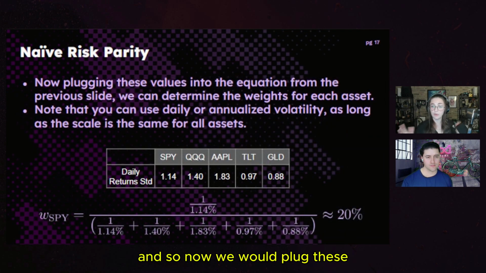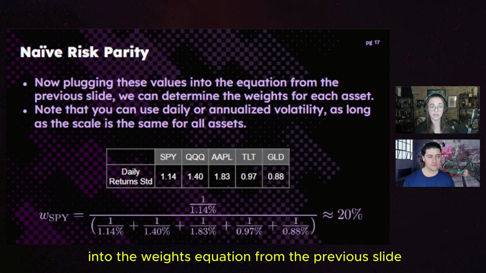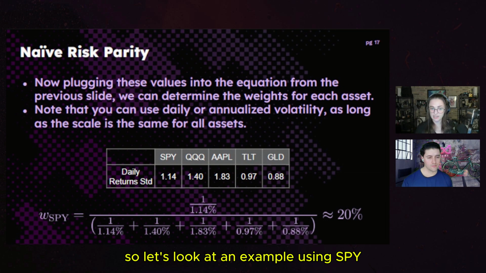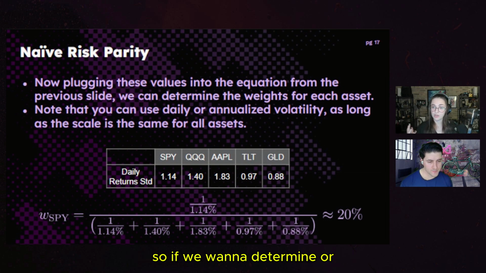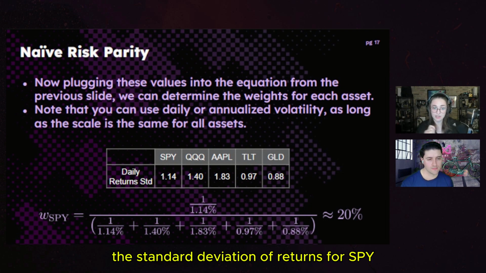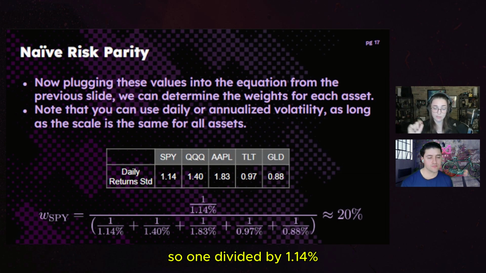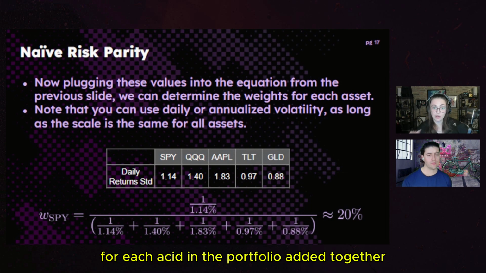So now we would plug these into the weights equation from the previous slide. Let's look at an example using SPY. If we want to do this approximation for the risk parity weight for SPY, we take 1 over the standard deviation of returns for SPY, so 1 divided by 1.14%, and then we divide that by 1 over the standard deviation for each asset in the portfolio added together.